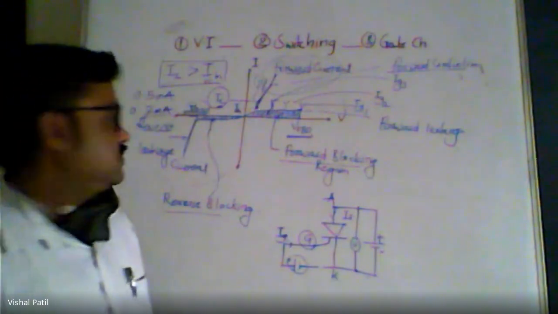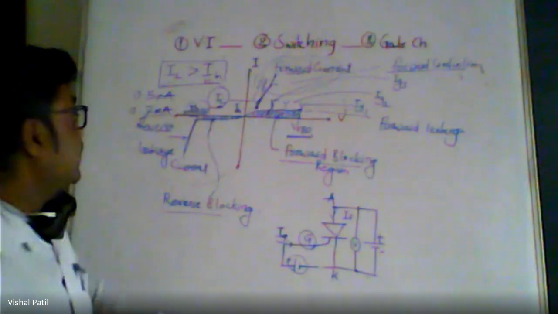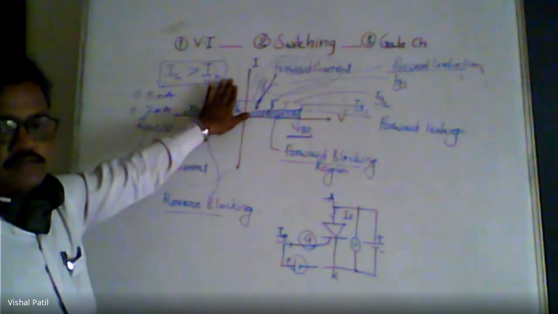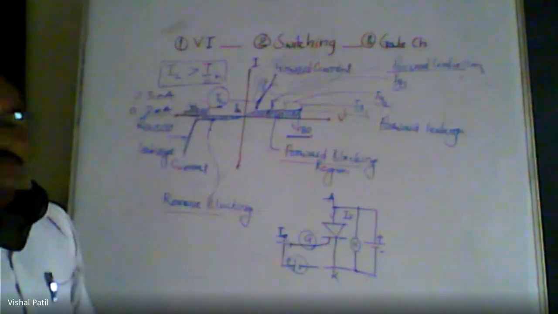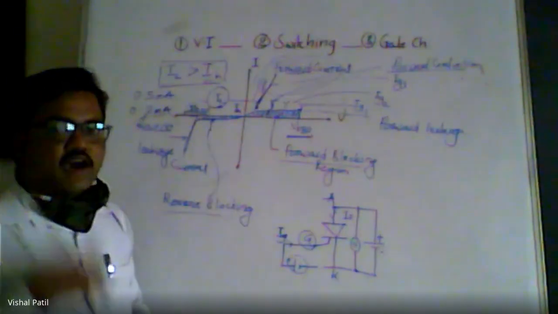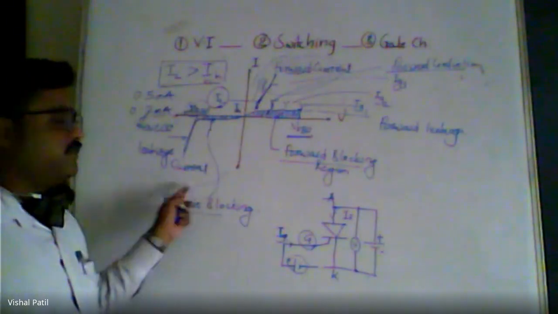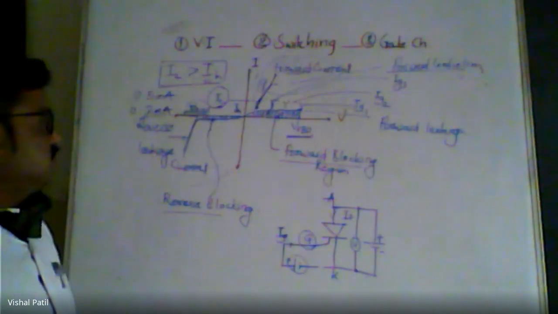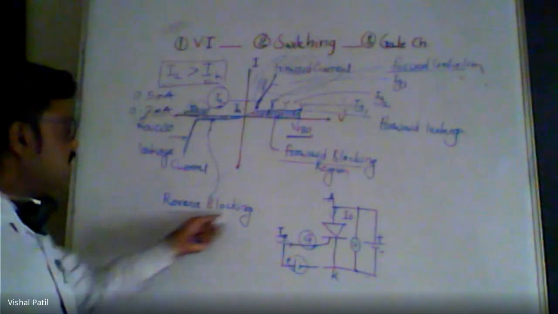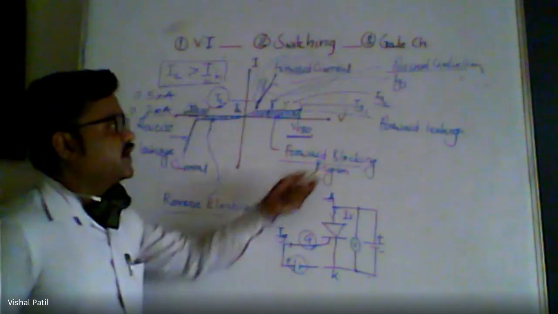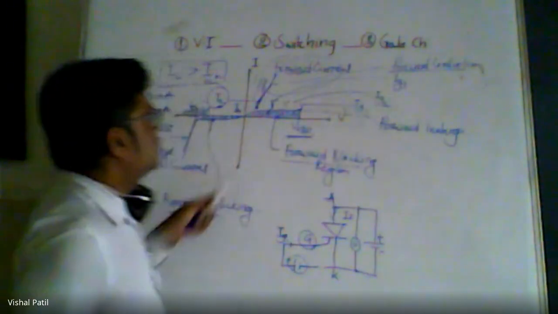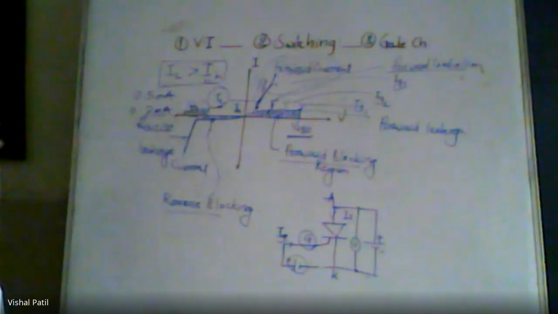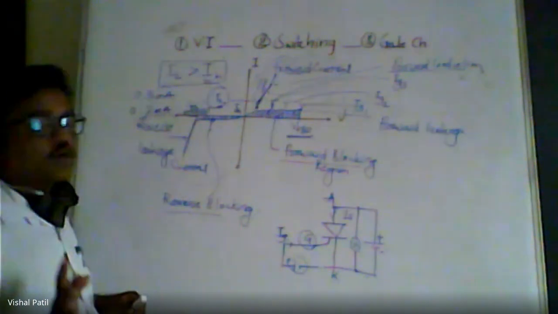Okay, so this is how we should learn the VI characteristics of the thyristor. Now as I mentioned, these characteristics are the result of the mode of operation of the thyristor, giving us three different regions: reverse blocking, forward blocking, and forward conduction, in which we get different terms associated with it. Now in reverse blocking, which are the important terms?